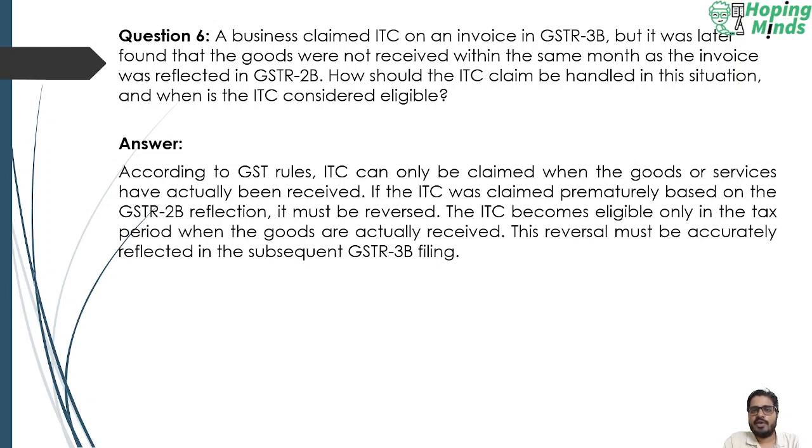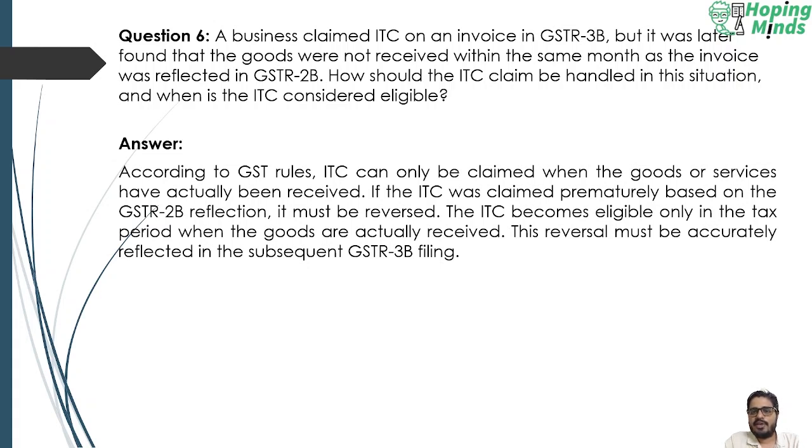So here one question arises: if we reverse the input tax credit claimed due to non-receipt of goods or services in the month under consideration, then how will it be claimed in the subsequent period, as it will not reflect again in our GSTR 2B in the subsequent period?